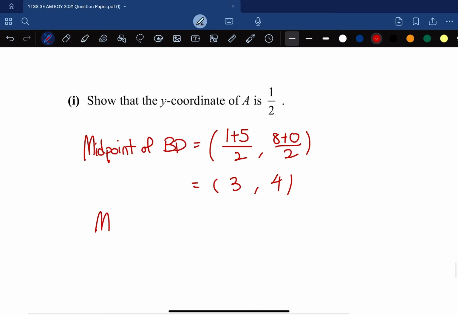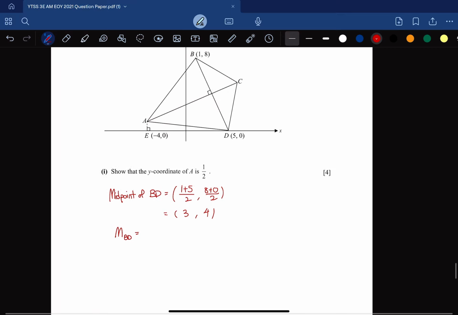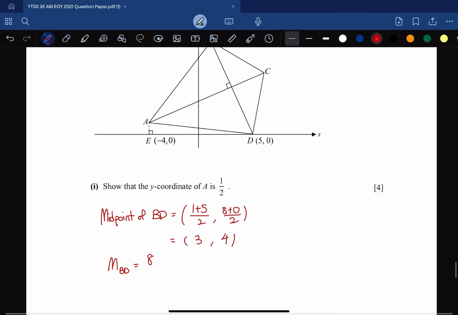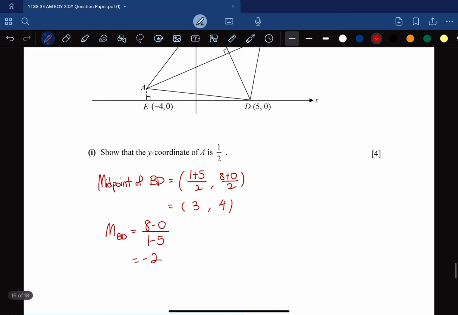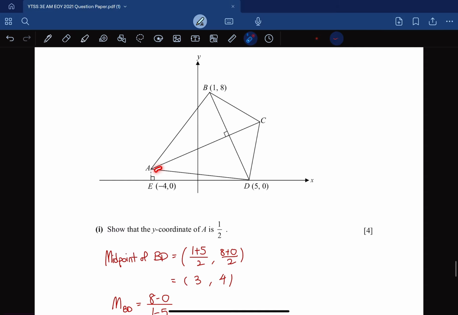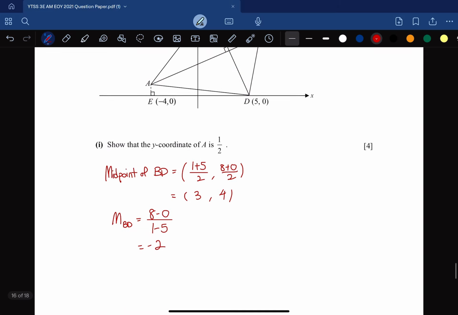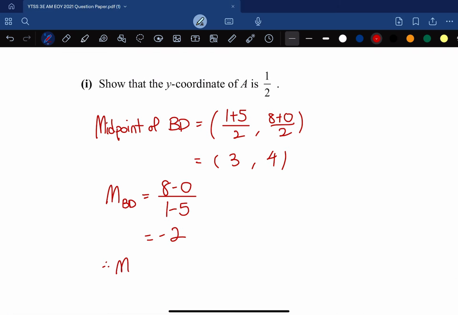Then next step, find the gradient of BD. Gradient of BD is simply y2 minus y1, (8 minus 0) over (1 minus 5). I will get negative 2. So therefore, since AC is perpendicular to BD, the gradient of line AC is equal to the negative inverse, which is half.